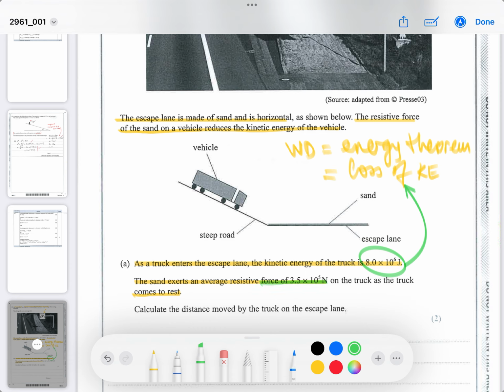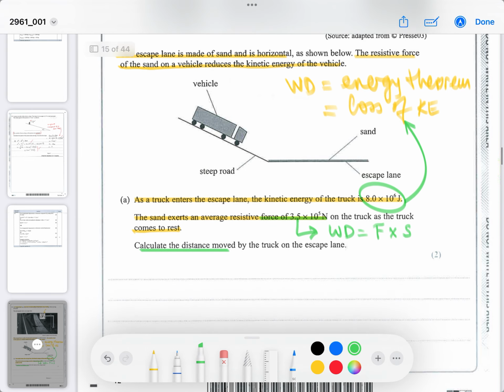and you got to work out the work done using this force, and work done by the resistive force is this average resistive force times the distance it takes to stop. So you got to calculate the distance moved, yeah, by the truck on the escape lane. It will stop moving when it comes to rest. Okay, so F times S will be equal to loss of kinetic energy, change in kinetic energy. Okay, so we know the change in kinetic energy and we know the force. All we've got to do is to plug them in.